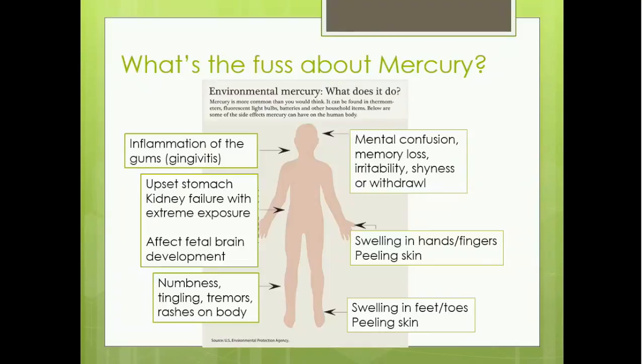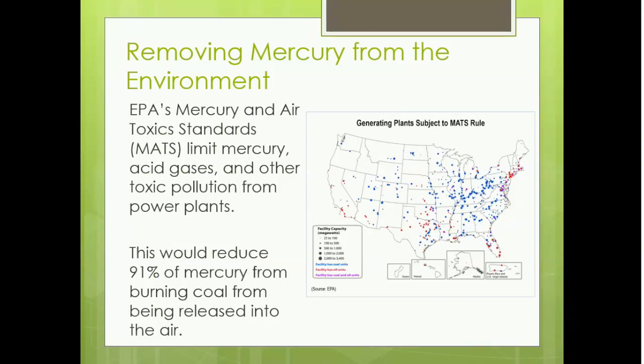Mercury can harm us, even kill us, depending on the dose. Gingivitis, mental confusion, memory loss, irritability, swelling or peeling skin, numbness, rashes, upset stomach, and kidney failure are all symptoms from mercury exposure and ingestion. We can limit mercury by putting restrictions on power plants as to how much mercury and other pollution they can emit in a given time.